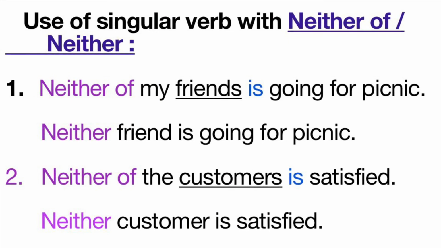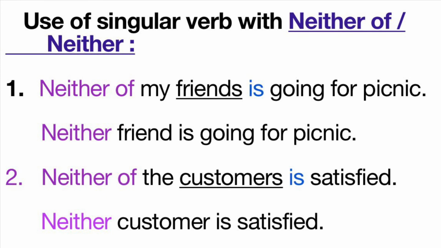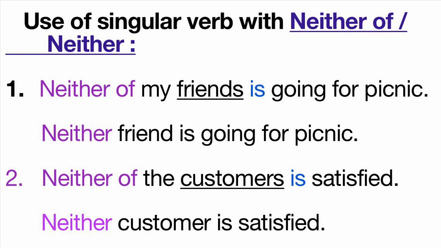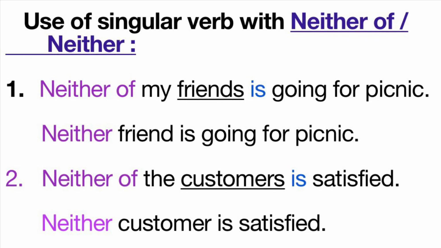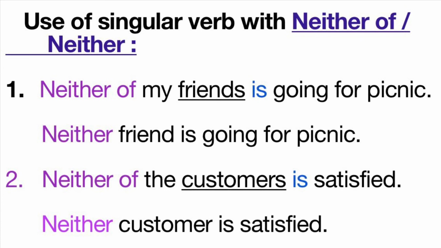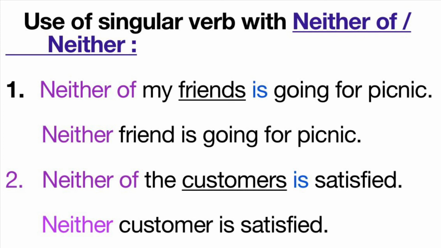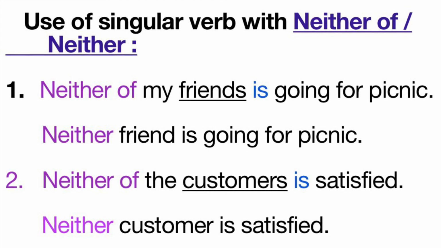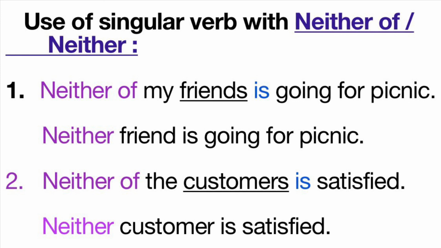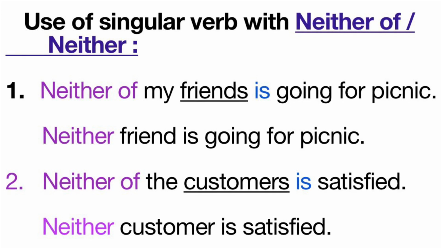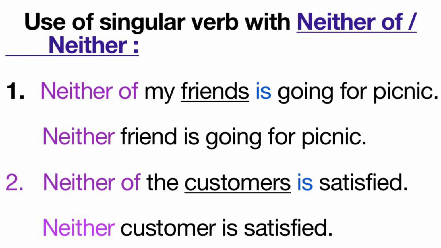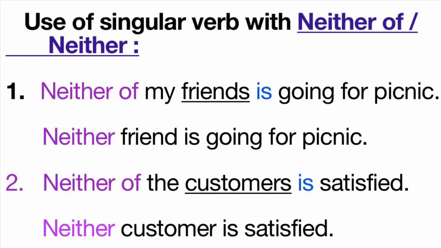Next concept is the use of neither of or neither. While using these pronouns, we take the singular form of the verb. For instance, neither of my friends is going for picnic. It means out of my two friends, no one is going for picnic. And if we say neither friend is going for picnic, it means the same. Next example, neither of the customers is satisfied. It means out of two customers, no one is satisfied. Neither customer is satisfied. This also has the same meaning. So we use a singular verb with neither of or neither.